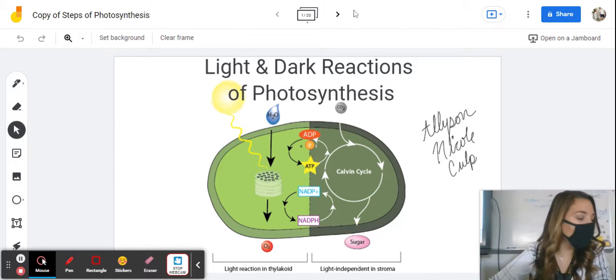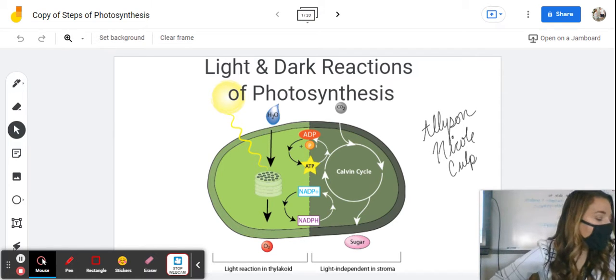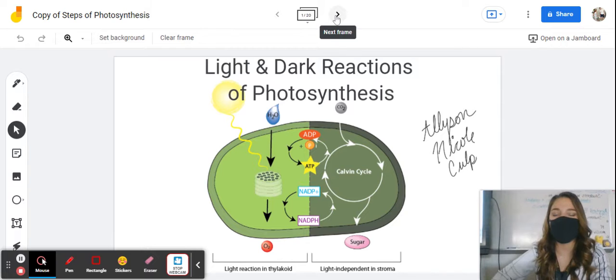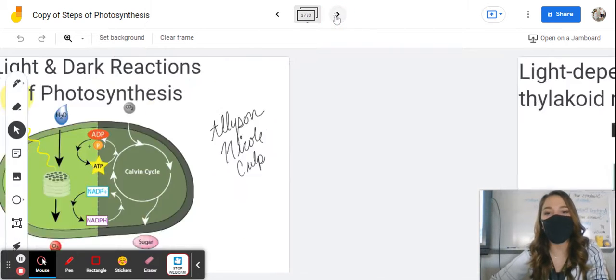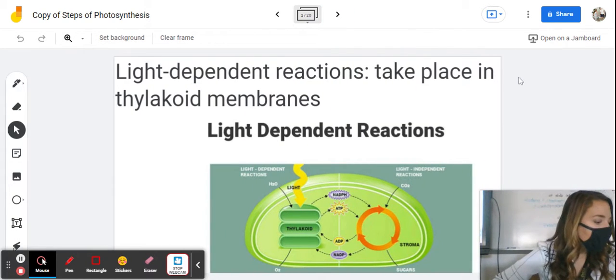Let's take a look at our 2 steps here of photosynthesis. We just signed slide 1 saying we are going to pay attention. So good, Miss Culp. And we're going to look at slide 2. Everybody go to slide 2.